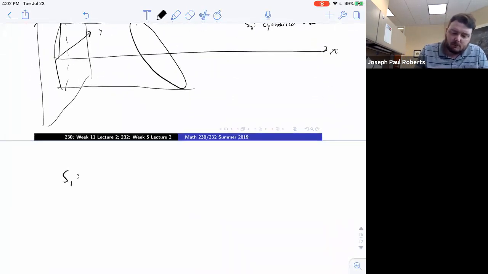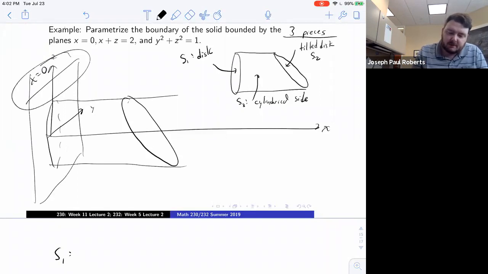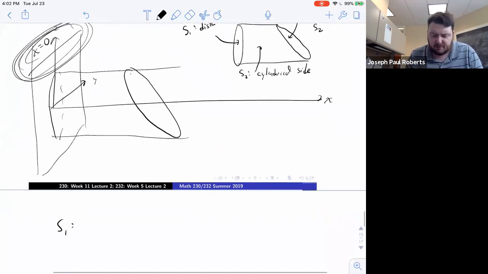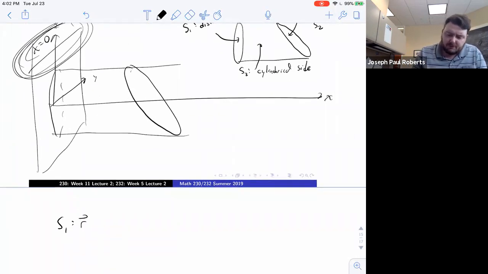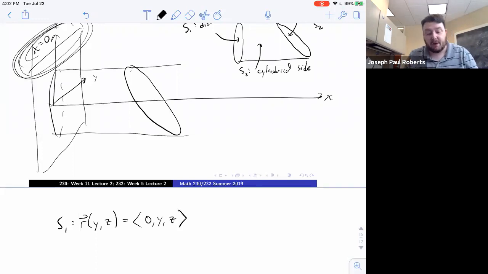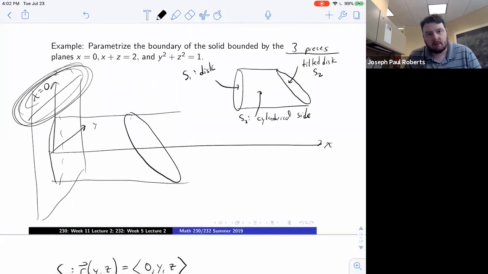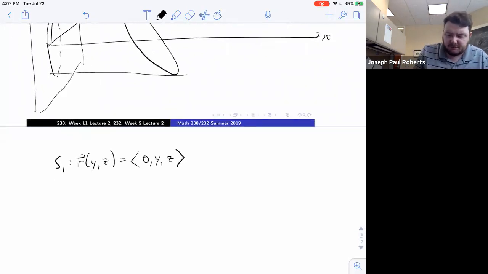S1 is a piece of the YZ plane on which x is 0. So x equals 0 is actually a pretty simple formula for x in terms of y and z. X is 0. So let's let y and z be our parameters on this. The parameterization for S1 would be y is y, z is z, for y squared plus z squared less than or equal to 1.